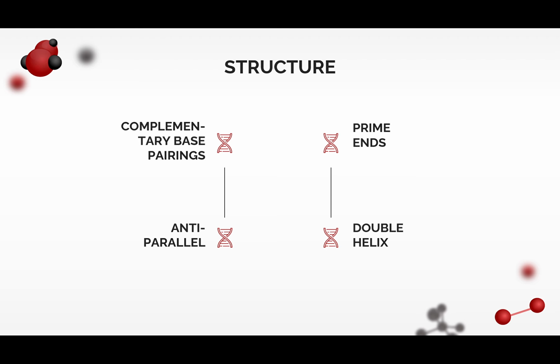So the prime ends means that the ends of the DNA strands are either 5', a terminal phosphate group, or a 3', which has a terminal hydroxyl group. So if it's 5', the end of this strand will be a phosphate group, or when it's a 3', it will have a hydroxyl group as the end of it.